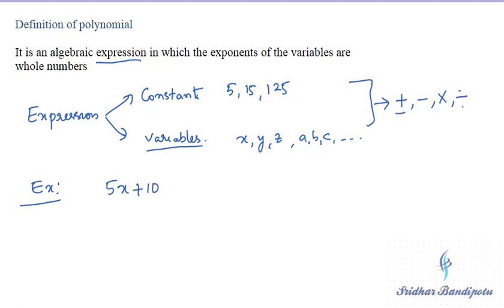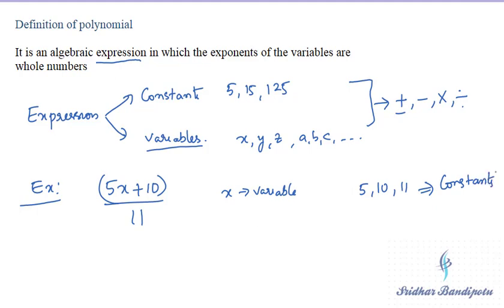5x plus 10 divided by 11. Now can we say it is an expression? Yes, it is an expression. What I said, the definition of expression, it is a combination of variables and constants. So here x is a variable and 5, 10, 11, these three are constants, and these are connected by addition, division. Between 5 and x it is multiplication. So this is an example for expression, right?